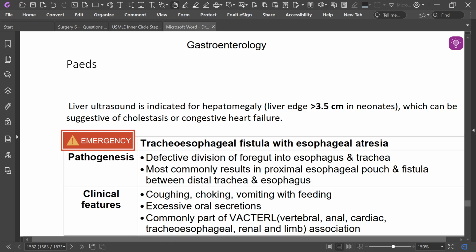Let's dive into it. Before jumping into the pediatric gastroenterology part, I would like to show you a video. Can you diagnose this patient? Look at this.